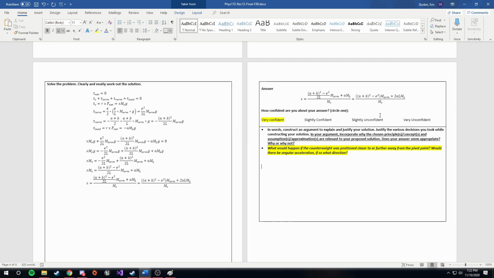Justify our solution. The torque is equal to 0.